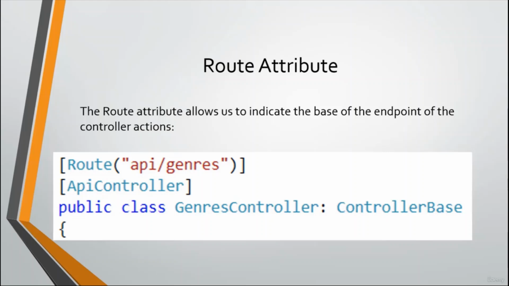We can also define the endpoint of specific actions by passing a string to the HTTP method indicator. For example, to HTTP GET, we can pass a parameter that will indicate the endpoint of said action. Now with this, we can solve the problem that we had in the previous video. Let's go to Visual Studio.